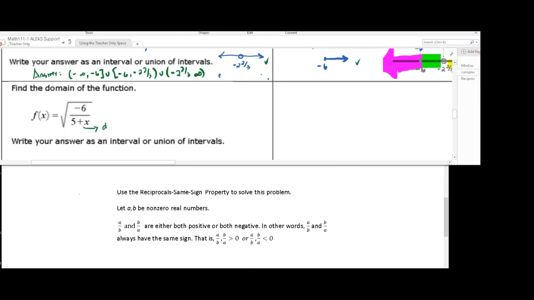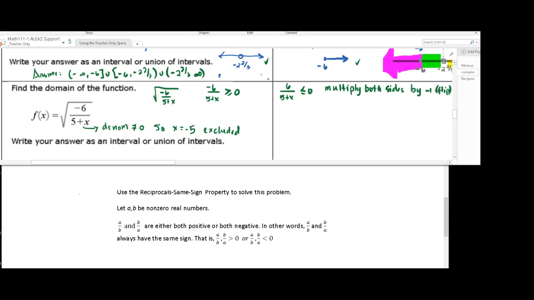Inside the radical is a denominator which cannot be 0, so we have to exclude x equal to -5. Minus 6 over 5 plus x is the radicand, so it has to be at least 0. If we multiply both sides by -1, we get 6 divided by 5 plus x less than or equal to 0. The inequality symbol flips.